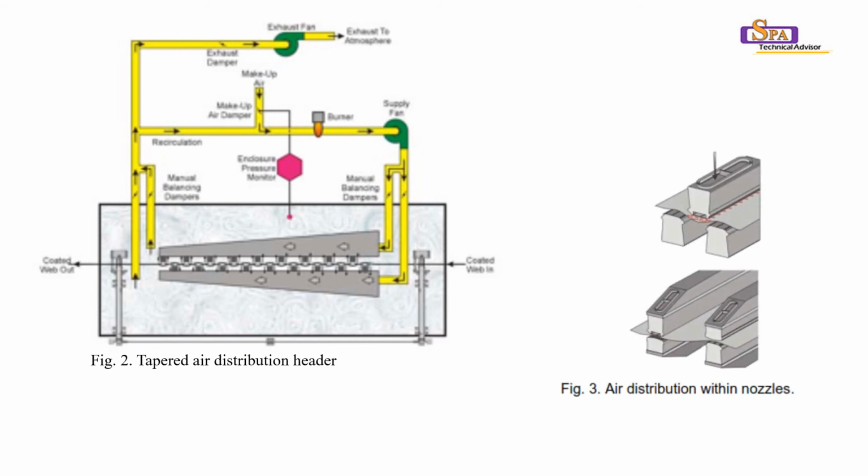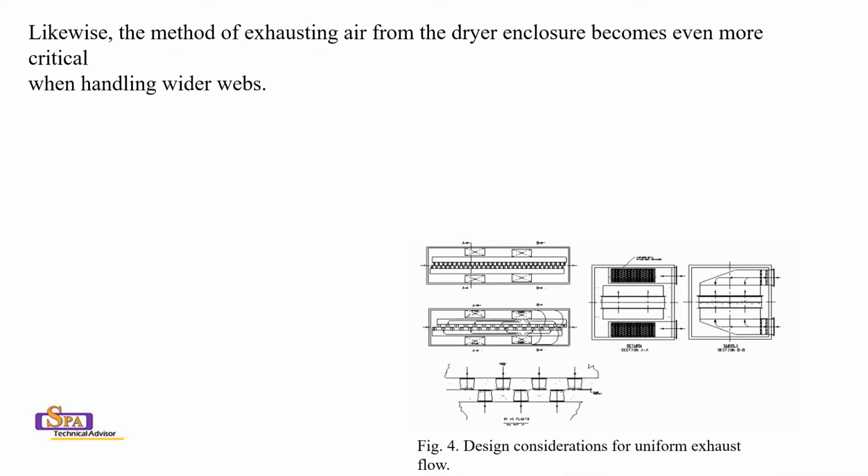Here is another view. Likewise, the method of exhausting air from the dryer enclosure becomes even more critical when handling wider webs. Here is a diagram explaining the same.